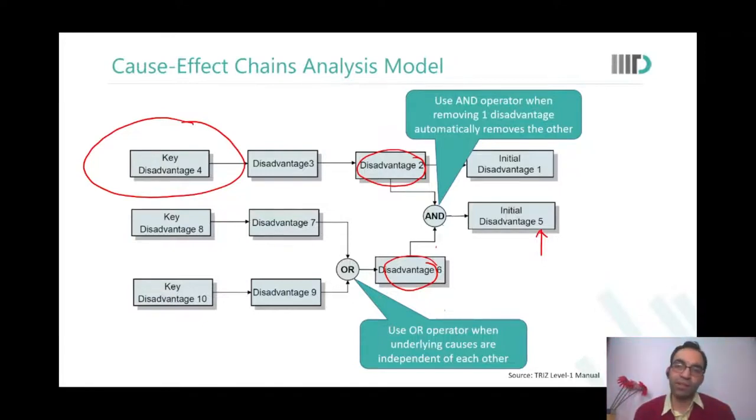The output of the AND operator is 0. So initial disadvantage 5 is also taken care of. So solving disadvantage 2 or 6 would be the solution. To remove the initial disadvantage 5, you want to take care of either 2 or 6. Yes. Okay, thank you. So that is what you meant by the operator AND.